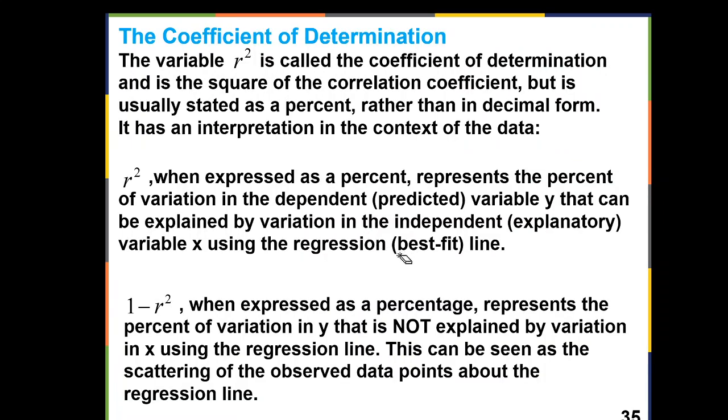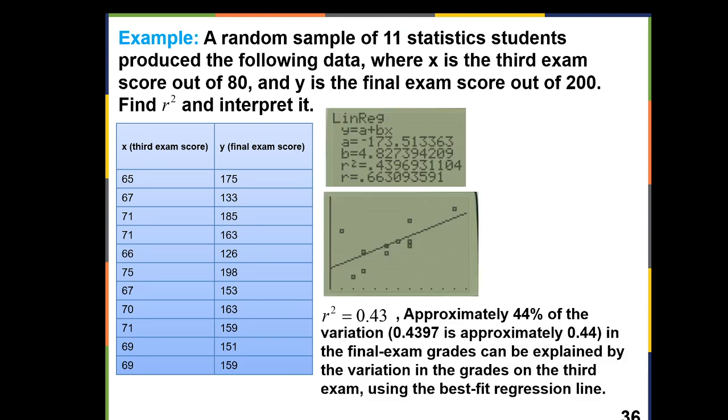And this is the same thing I just talked about. So let's look at this. So R squared is about 0.43 or 0.44. Approximately 44% of the variation, right, in the final exam grade. The reason that the students make these scores that go up and down, this is variation, right? The reason that these scores vary, 44% of it has to do with the fact that the third exam scores vary, right?